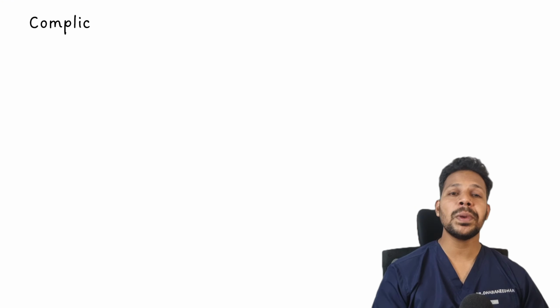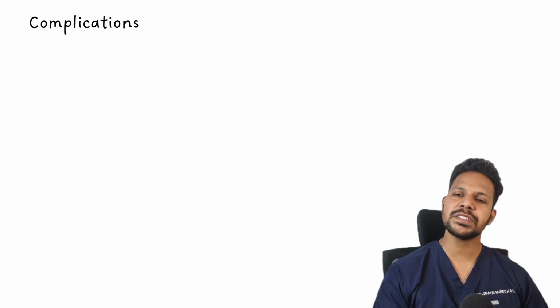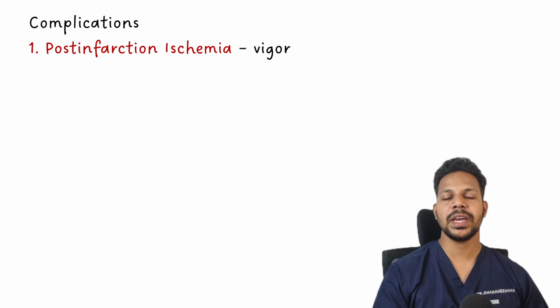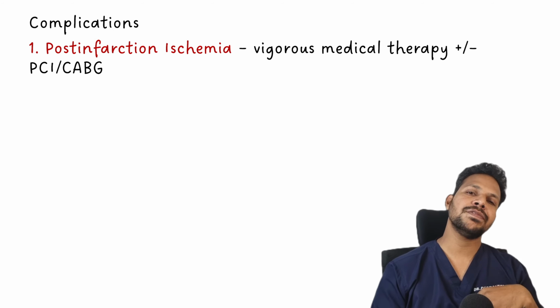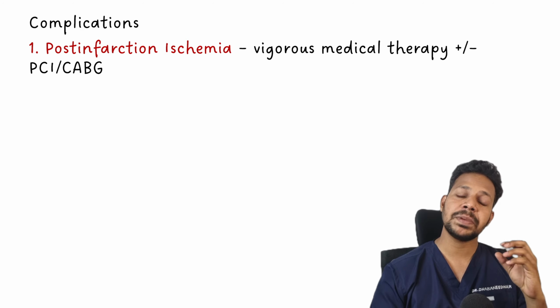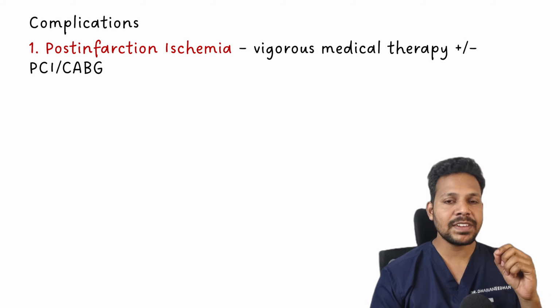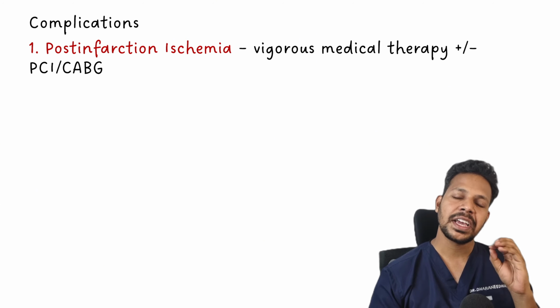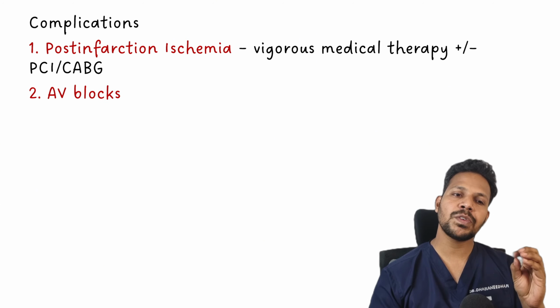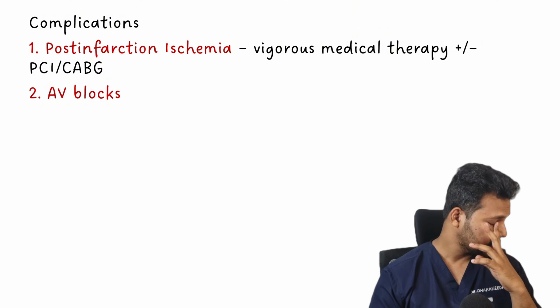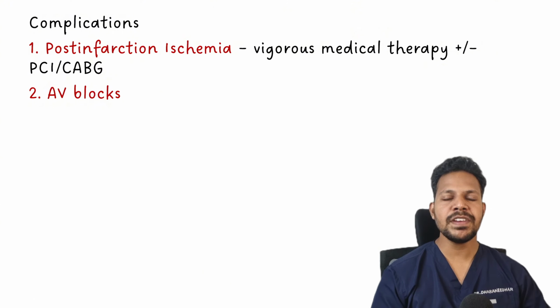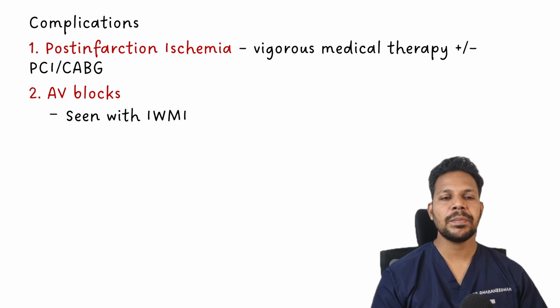Now let's look at the complications of myocardial infarction. The first one is post-infarction ischemia. After an episode of myocardial infarction, despite giving the therapy, the patient may again develop infarction or ischemia. So when the patient develops this post-infarction ischemia, give vigorous medical therapy with or without PCI or CABG. The second one is AV blocks. The AV blocks are commonly seen with inferior wall myocardial infarction. Again, reperfuse the patient using PCI or CABG.